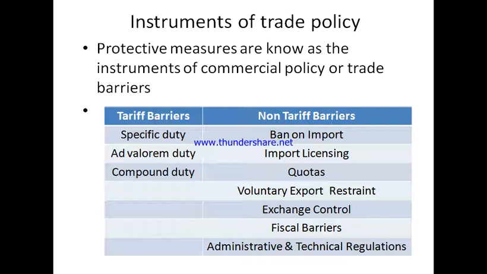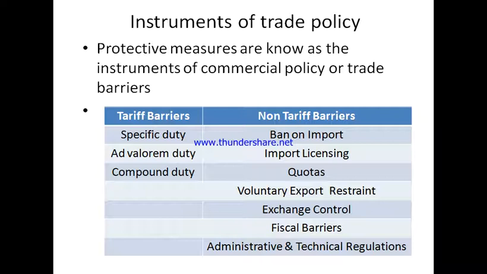Then we have a voluntary export restraint, and this is a bilateral agreement, you can say, between two countries or two governments, under which the exporting country voluntarily agrees to restrict the export of a specific commodity to an importing country at a specific level. In the 1980s, Japan agreed to restrict their export of automobiles to the US to 185 million vehicles per year only, and it was adopted under the pressure of the importing country.